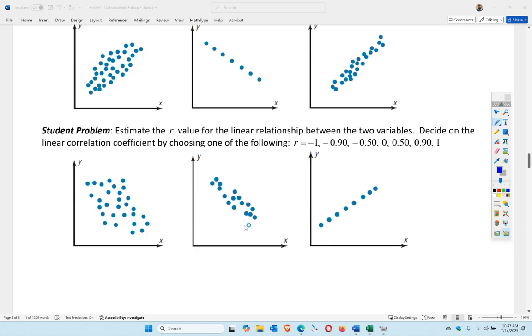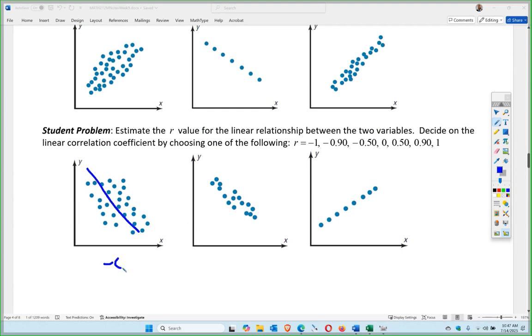So this one's clearly negative and not fitting really close, so maybe that's a negative 0.5 correlation coefficient, maybe negative 0.6. I'm just guessing here. This one's clearly negative, maybe negative 0.8. And this one is probably not exactly 1, but close to 1, maybe 0.95 or 0.98. They're not exactly perfect.